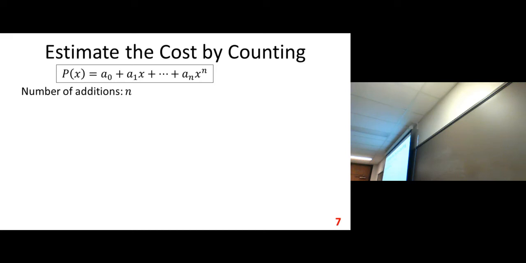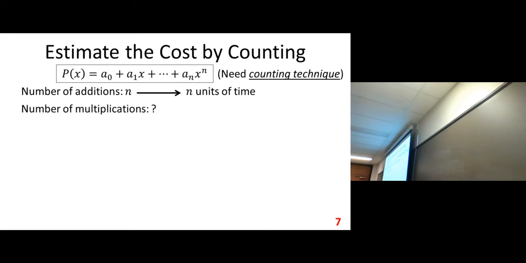Number of additions, that's n. But the harder part, I mean the counting technique, I talked about that already, so I do not repeat. So now the number of multiplications. It's a little harder than the number of additions.